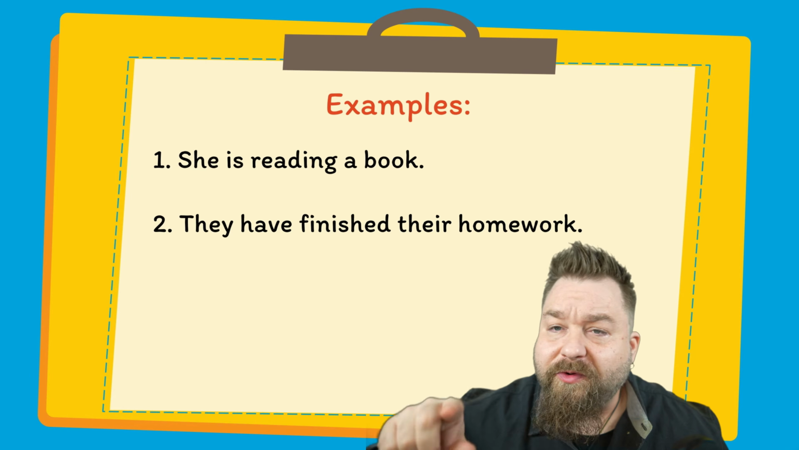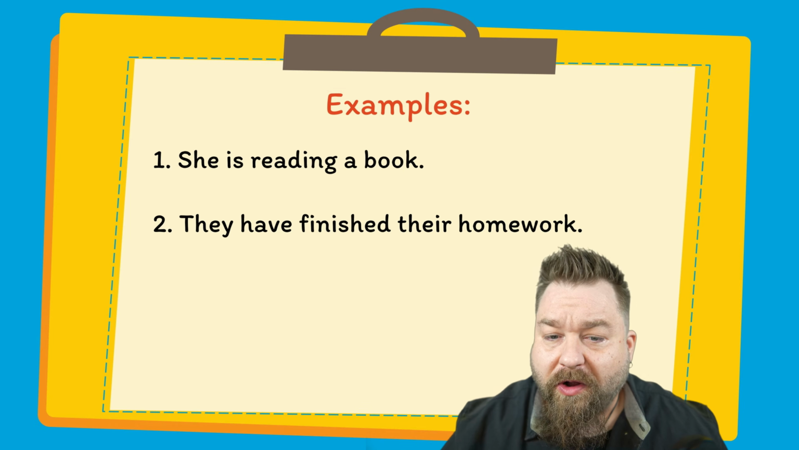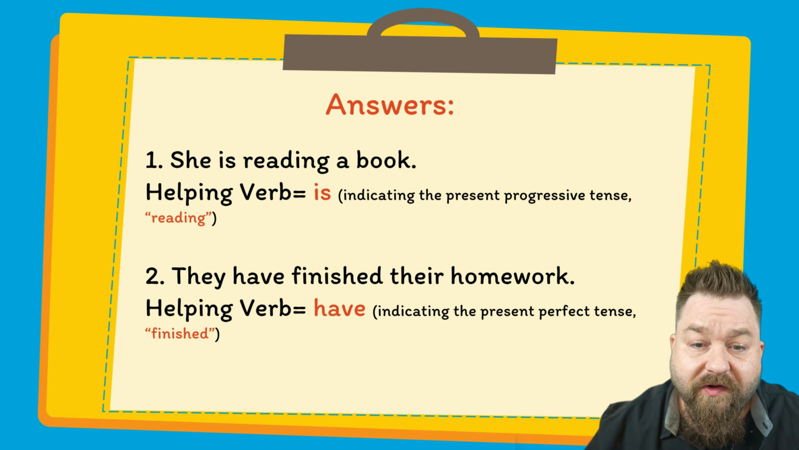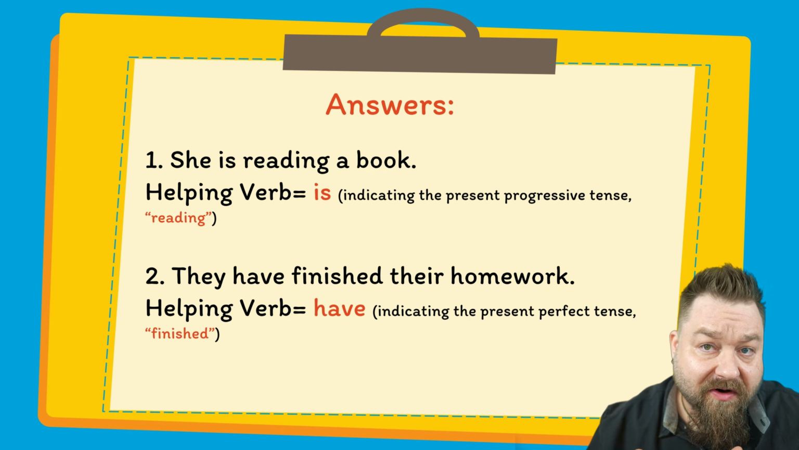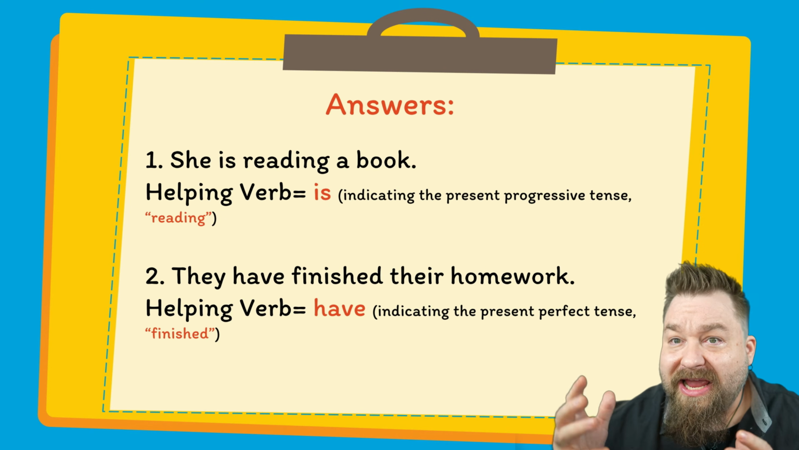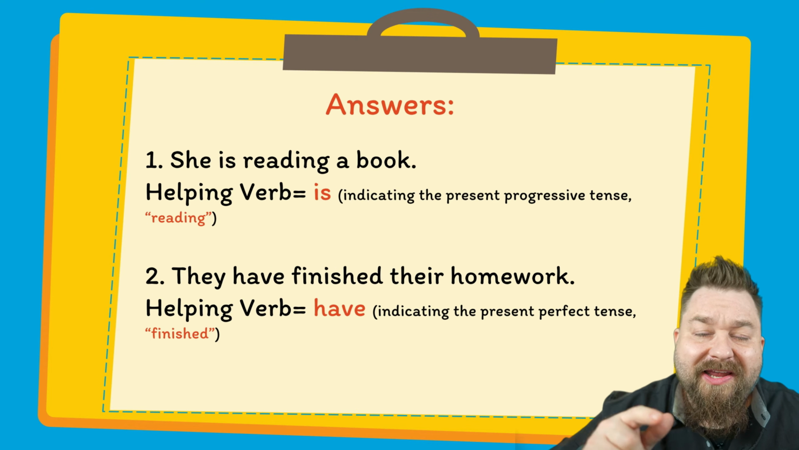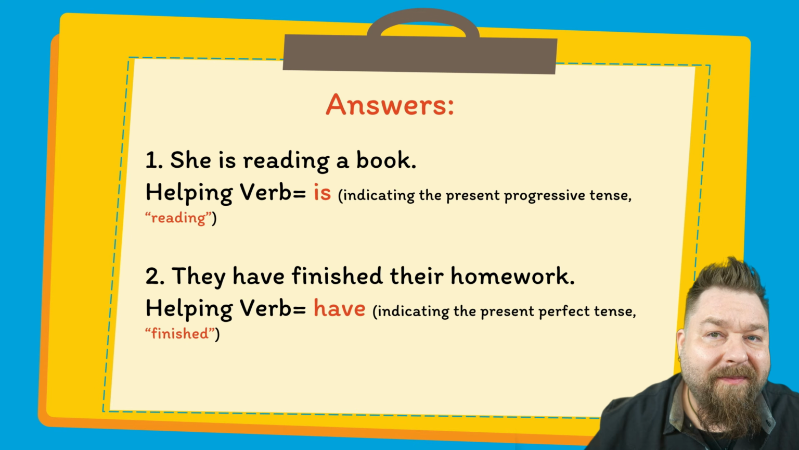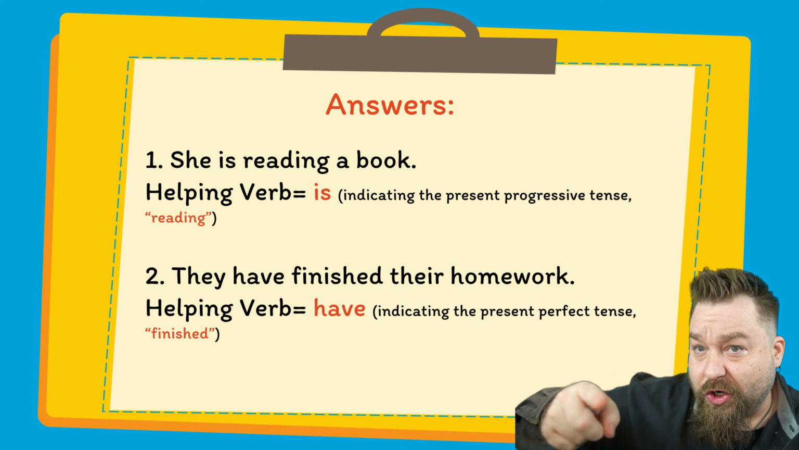Let's take a look at an example sentence here. She is reading a book. And number 2, they have finished their homework. What is the helping verb? Well, in the first one, that helping verb is simply is. It's that be verb. It's not a main verb. The main verb is reading, right? The main action happening is reading. But we need to show that it is happening, so we need help. We need help to show this action is occurring.